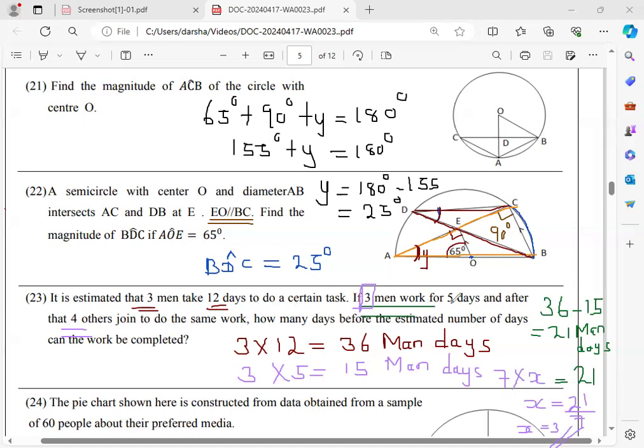So how many days before the estimated number of days can the work be completed? Earlier we took 5 days, and now additionally 3 days are needed. From the total 12, earlier in 5 days a part of the work has been completed. After appointing 7 men, we took another 3 days to complete it. Therefore, after this task has been done, 4 more days will be remaining. They are asking how many days before the estimated number of days the work can be completed. Before 4 days, we can complete it.